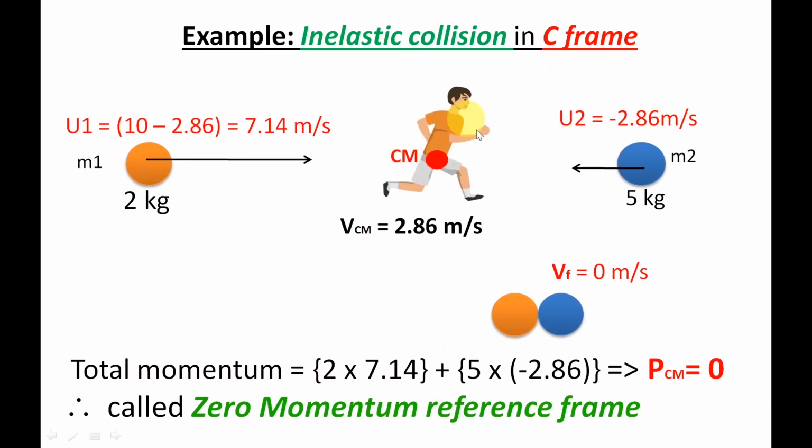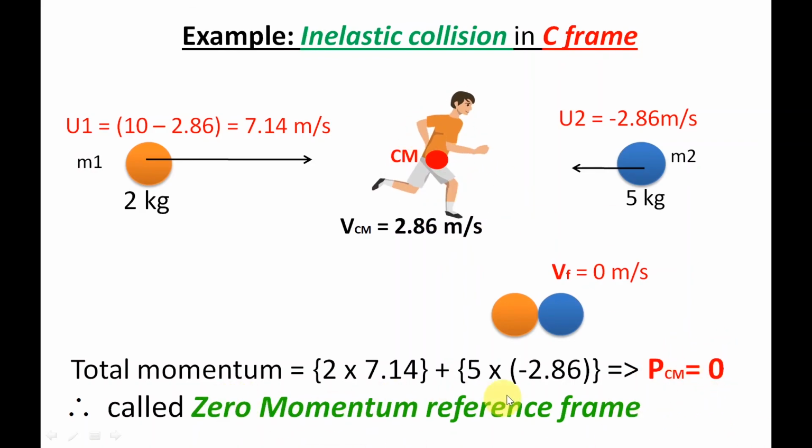So if he tries to find out the momentum of the system before collision or after collision, what will he actually see? According to this observer, the momentum of this particle will be 2 into 7.14 meters per second. The momentum of this other particle, according to this observer, will be 5 into minus 2.8 meters per second. When you calculate this whole thing, the total momentum according to the center of mass frame of reference will actually be zero.